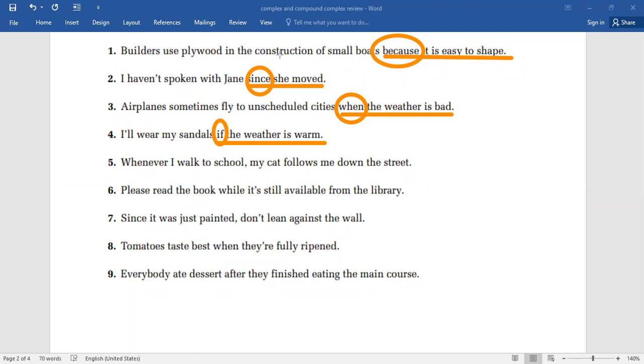Rahma, number five. Please tell us where is the subordinate clause. Whenever I walk to school. Great. What does it start with? Whenever. Perfect. What is "whenever," Rahma? A subordinate conjunction or a relative pronoun? Subordinate conjunction. Thank you. All right, let's hear from Zina. Zina, number six.